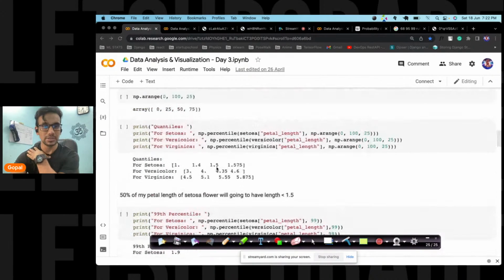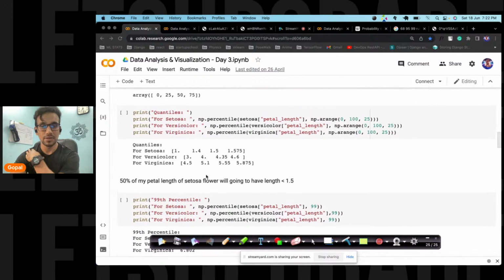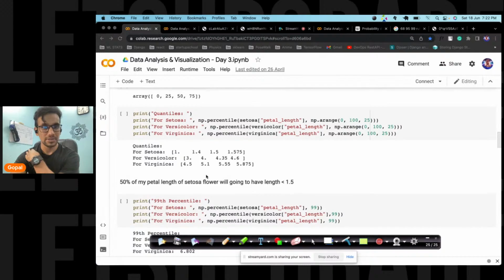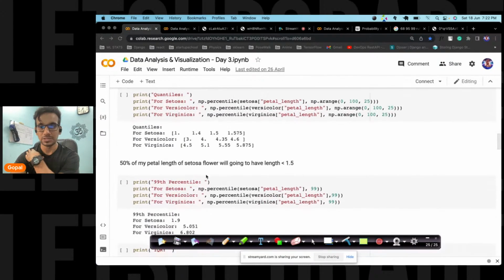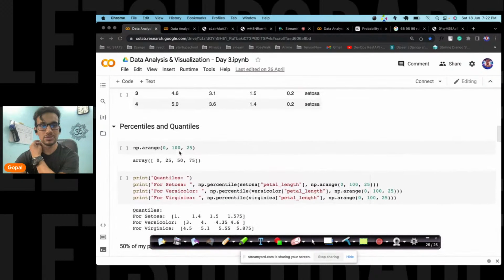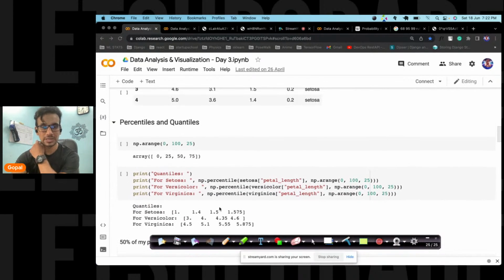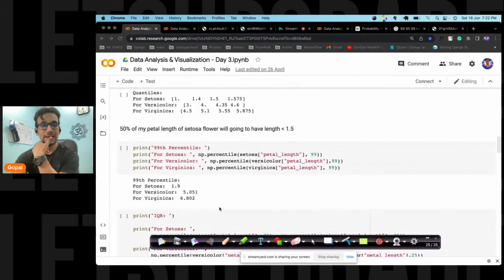And you can see 50% of the petal lengths of Setosa flowers are going to have a length of less than 1.5. It's a similar observation to the one we just made. I'm just familiarizing you with some new terminologies, but the concept remains the same whenever you encounter this percentile terminology anywhere in data analytics.